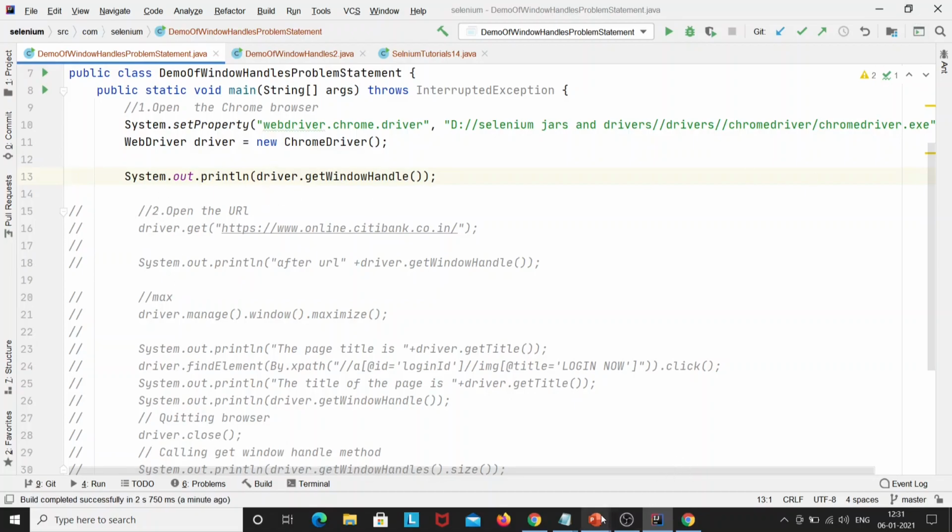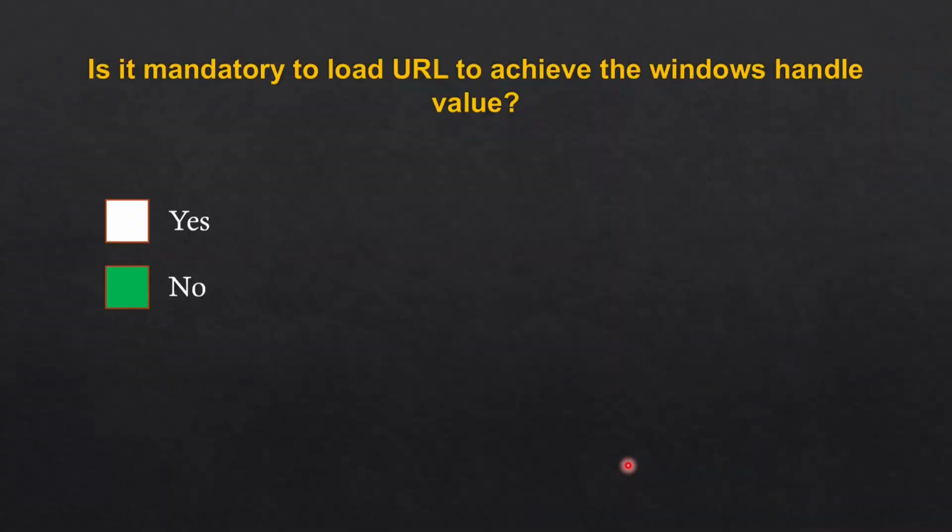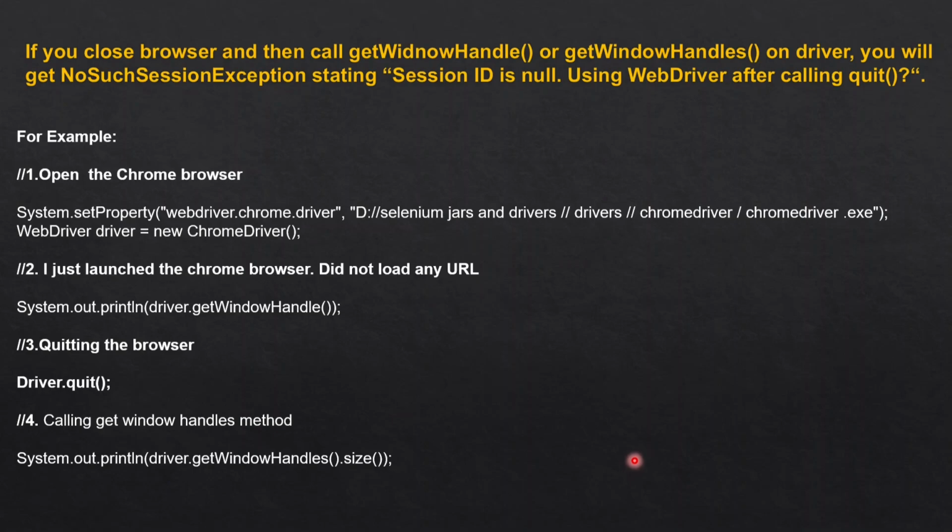So this shows that it is not mandatory to load a URL to achieve the window handle value. Okay, this question is something very important. I was asked this question in an interview, so that's why I have included it. Now, if you close the browser and then call getWindowHandle or getWindowHandles on the driver, you will get a no such session exception stating session ID is null using the WebDriver after calling quit.